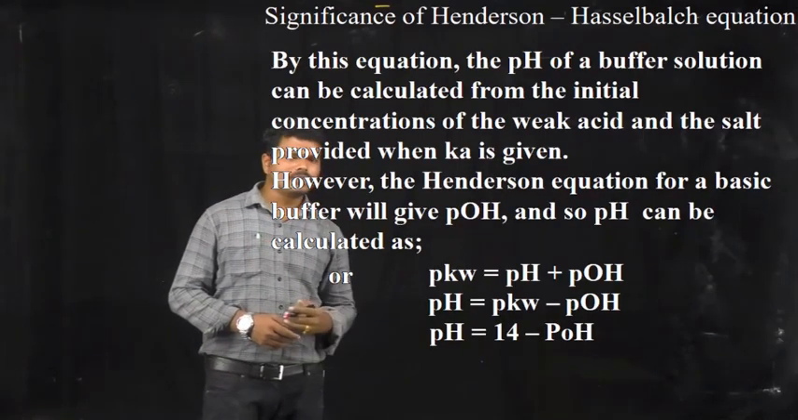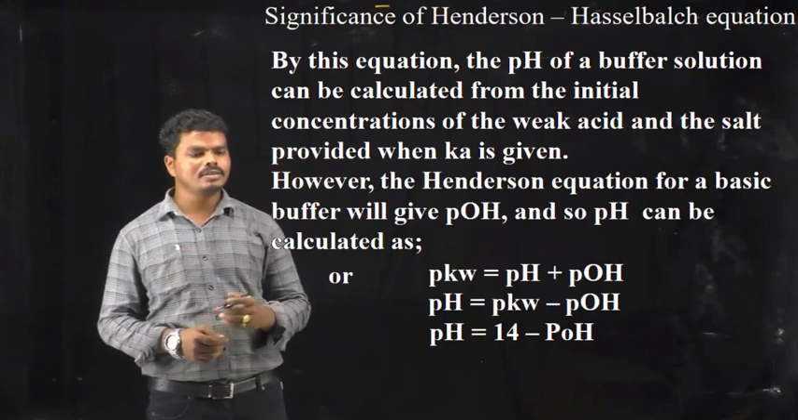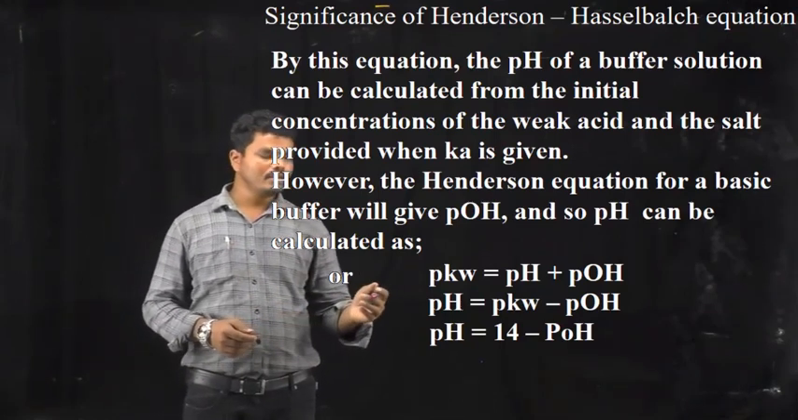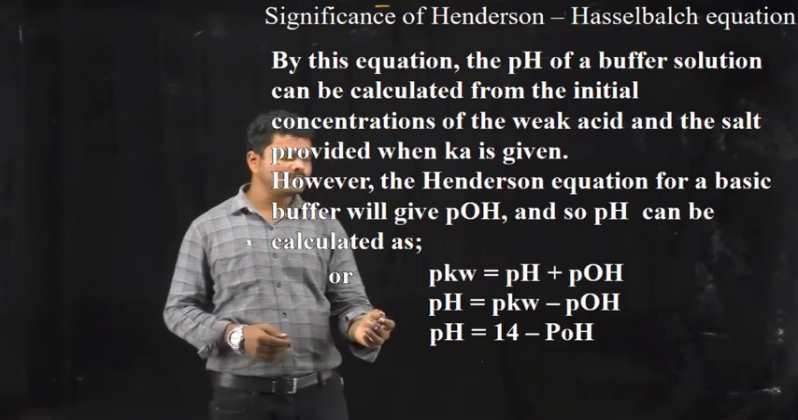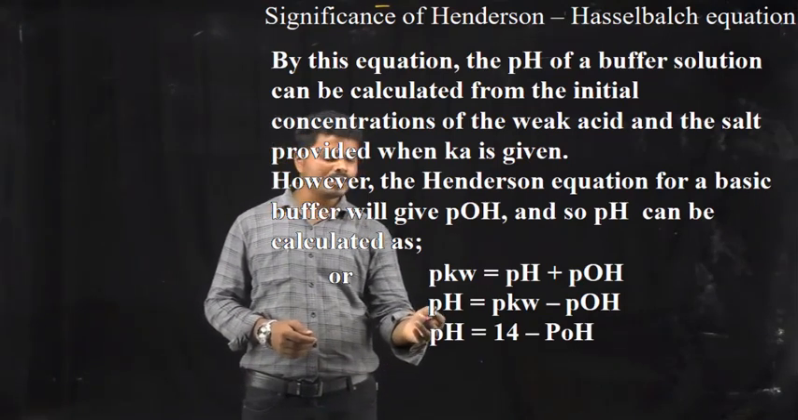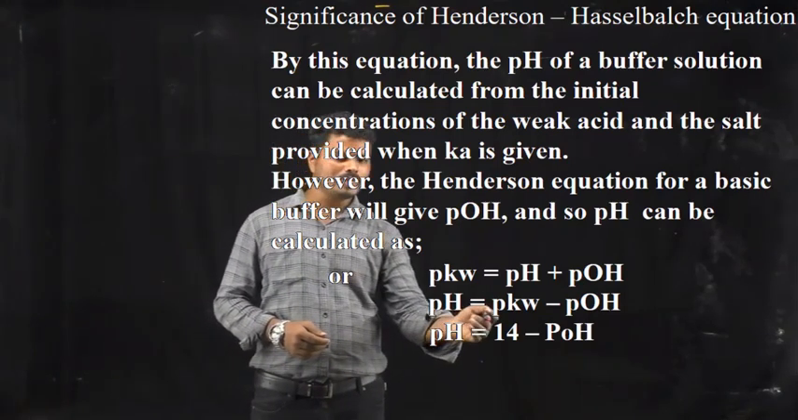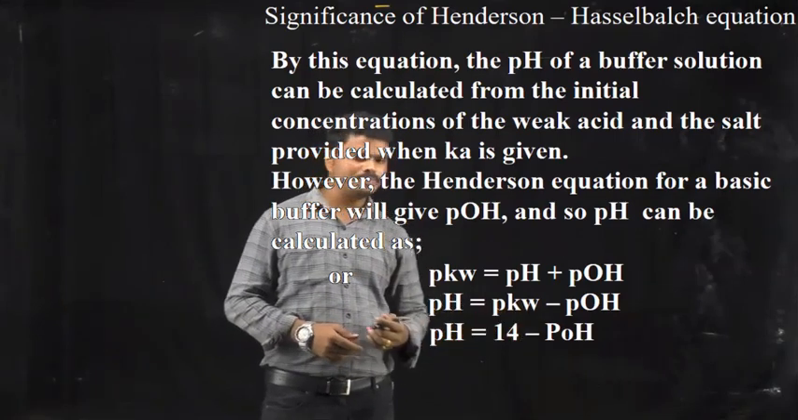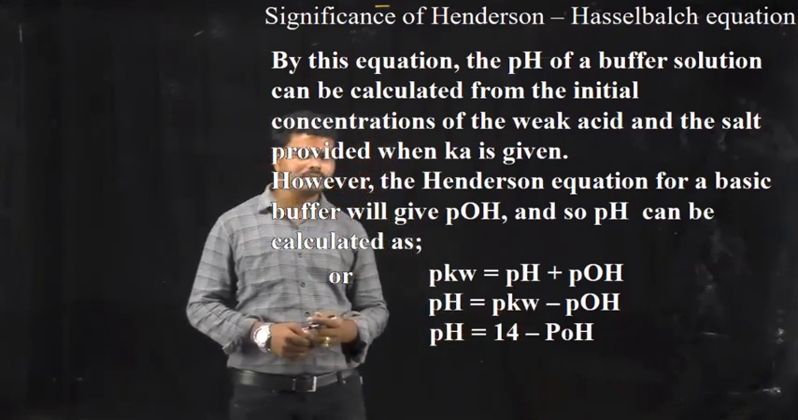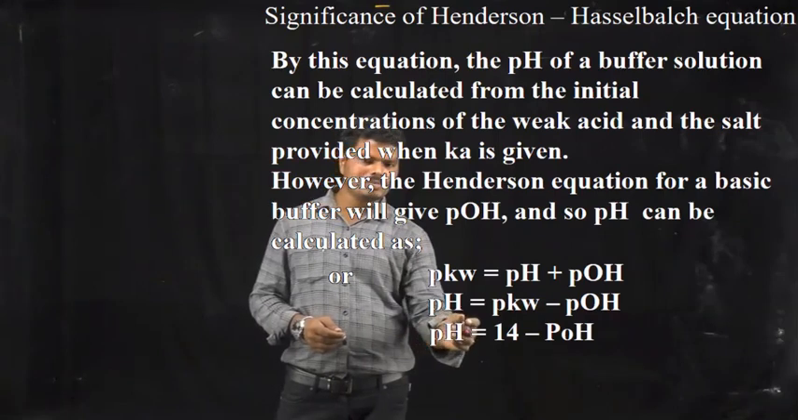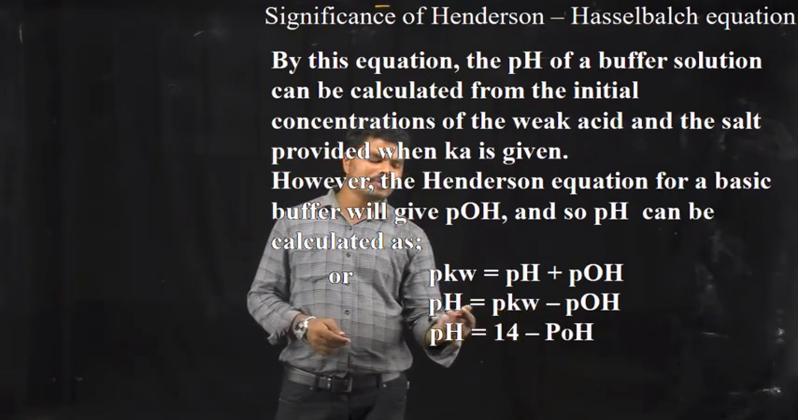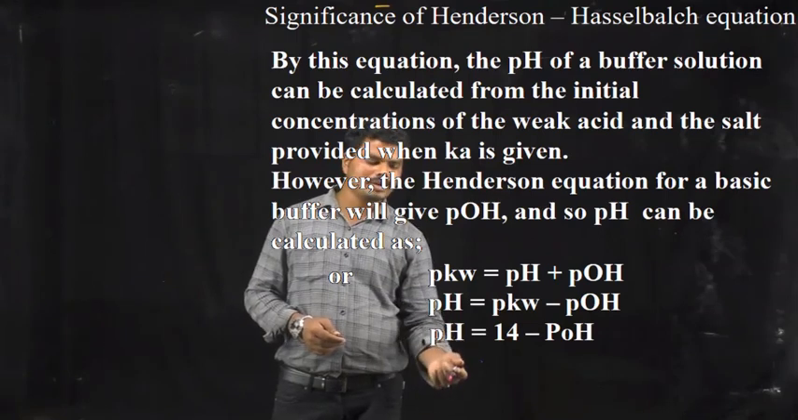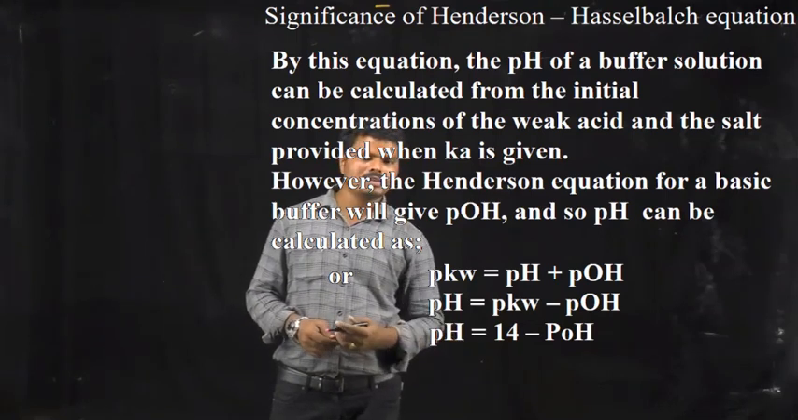In case of water, when you consider water as the buffer solution, the Henderson-Hasselbalch equation or the buffer equation can be written as pKw is equal to pH plus pOH. When you rearrange this equation, pH is equal to pKw minus pOH. And the pKw of water is nothing but 14, and from this we can easily calculate the pH.